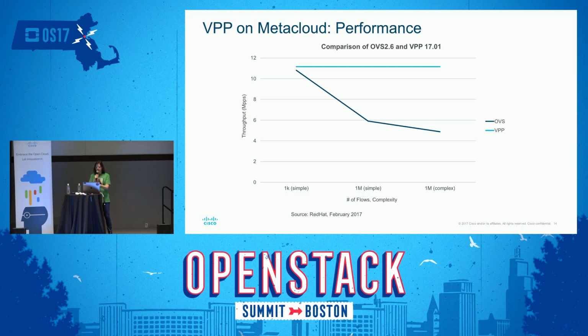So at 1,000 flows, the performance is pretty similar. But what's cool about VPP is as the number of flows goes up and the complexity increases, so you start changing more variables like source and destination MAC addresses and things like that, OVS starts to drop off. But VPP actually remains steady. And the reason for that is all of the optimizations that it's making. So as things scale up, we're looking pretty good there, and I think that's pretty cool.